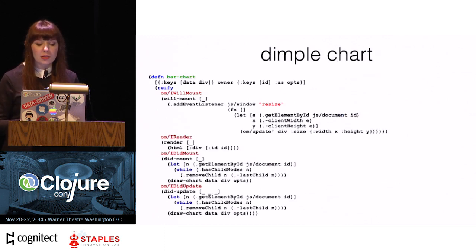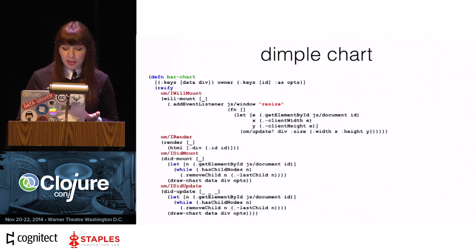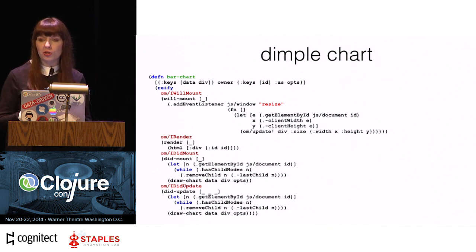So what does the actual charting code look like? That's the simple dimple chart component, so the small charts. And in will mount, I added an event listener, so I'm listening to whether the window resizes. This is because when you resize the window, the SVG stays the same, so you actually have to re-render the chart to make it the appropriate size. So in that event listener, we just update the application state with the width and height.